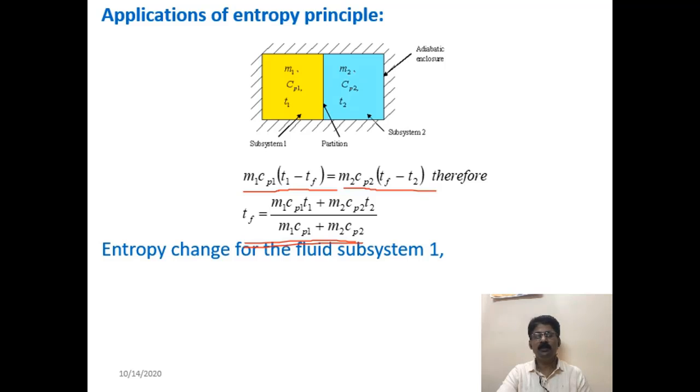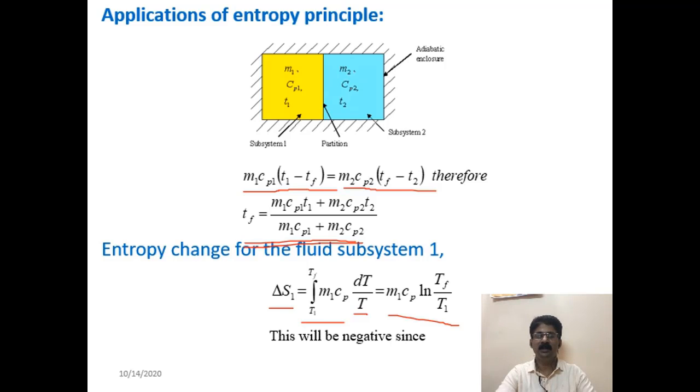Now entropy change for the fluid system 1. What happened to 1? Its temperature has changed from T1 to Tf, so its temperature has decreased. So here delta S1 is nothing but the integral from T1 to Tf of m1 Cp dT by T. Always you have to write m Cp dT by T and integrate. The integration of 1 by T is ln T, applying upper and lower limits, ln Tf by T1. So m1 Cp ln Tf by T1.